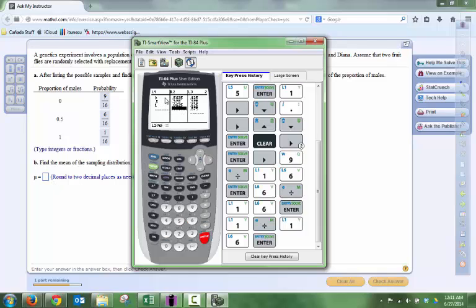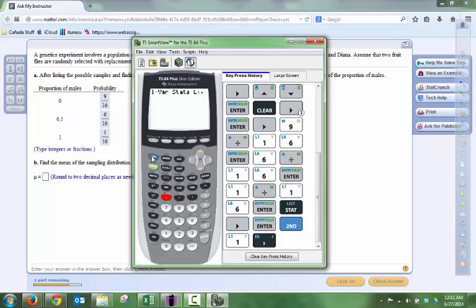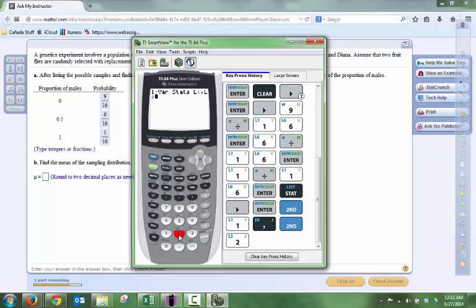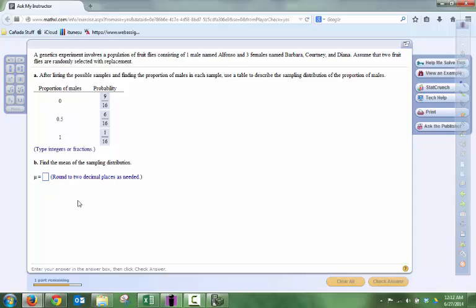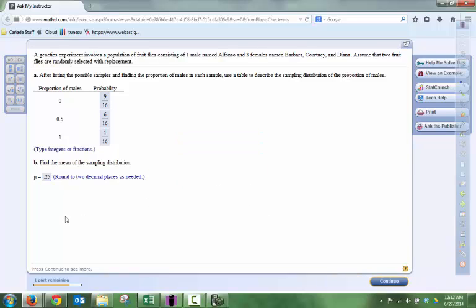So to find the mean, I just do a 1 var stats on that. So stat, calc, 1 var stats, and I have a 1 var stats on L1 and L2. So it looks like it's 25%, 0.25. So let's try 0.25.